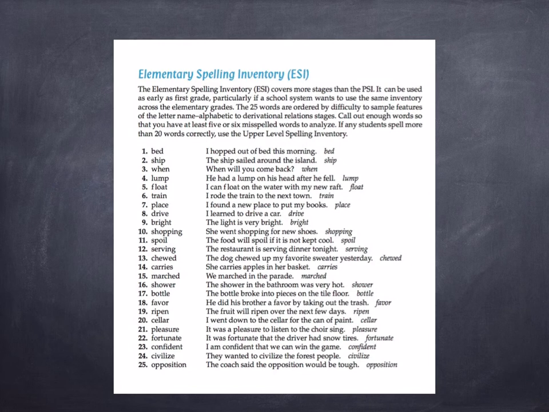This is the elementary spelling inventory that can be given to students in 1st through 6th grade. Notice that the words increase in difficulty as you move down the list and require knowledge of different features in order to be spelled correctly.